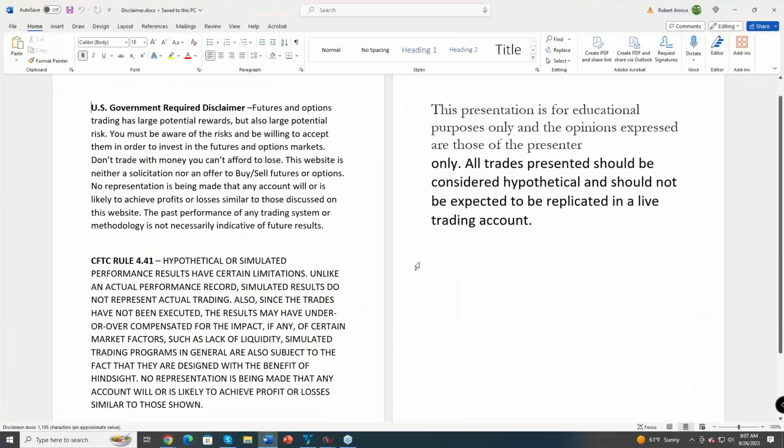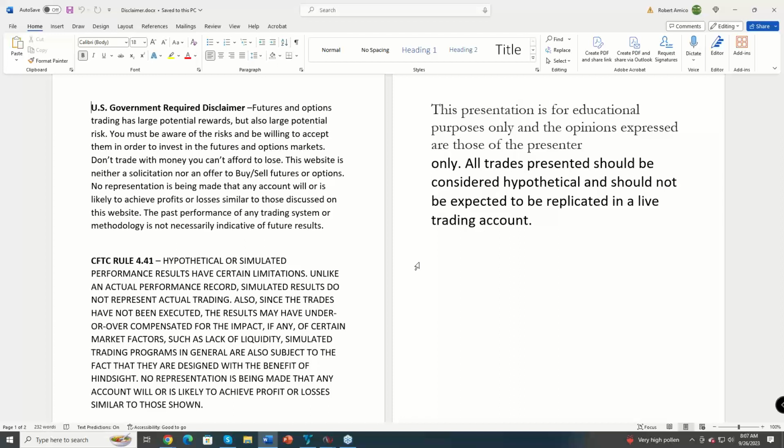U.S. government required disclaimer. Futures and options trading has large potential rewards, but also large potential risk. You must be aware of the risks and be willing to accept them in order to invest in the futures and options markets. Do not trade with money you can't afford to lose. This website is neither a solicitation nor an offer to buy or sell futures or options. No representation is being made that any account will or is likely to achieve profits or losses similar to those discussed on the website. Past performance of any trading system or methodology is not necessarily indicative of future results.